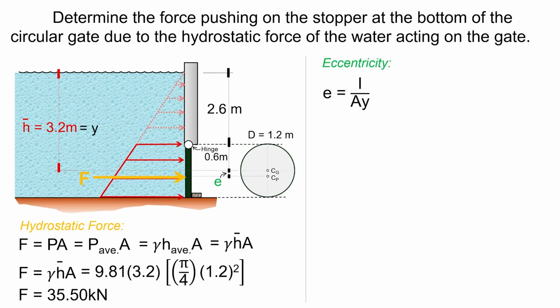So we can now calculate. We know that the I or moment of inertia is pi over 64, diameter 1.2 raised to 4, all over pi over 4 times diameter squared, that's the area, times 3.2, the value of y. We can calculate 0.28 meter.